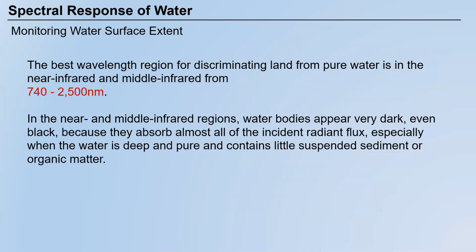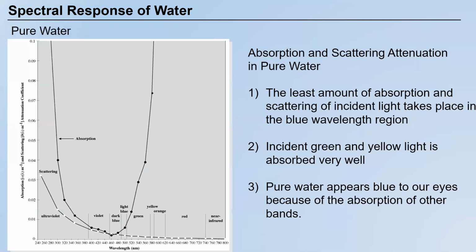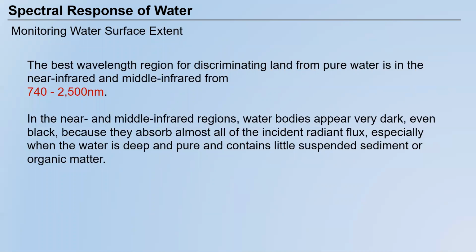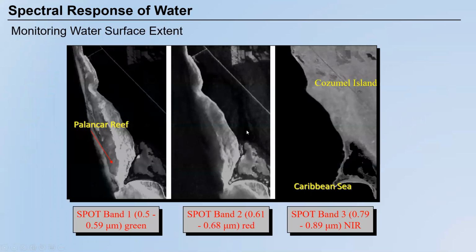In order to monitor water surface extent, the best wavelength region for discriminating land from pure water is near infrared and mid infrared, because the absorption is very strong there, and you can see a very clear, very crisp boundary between land and water body. Water body is very dark, sometimes just black. Okay, so here is an example. Let's check the third picture here. So here is the island. It's in gray. It's Cozumel Island, from Mexico.